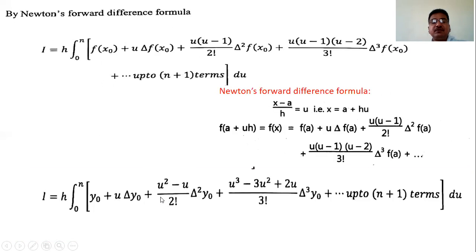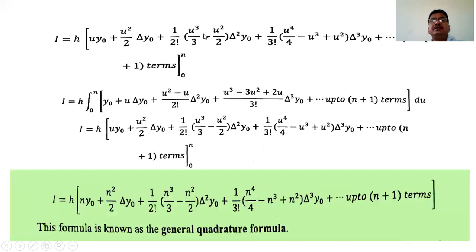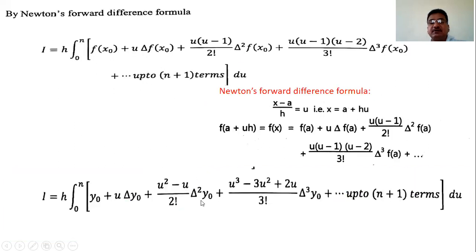Then the next step is 1 by 2 factorial, and the integration in bracket, the integration of u square minus u. The integration of u square is u cube by 3 minus u square by 2. Delta square y naught as it is.